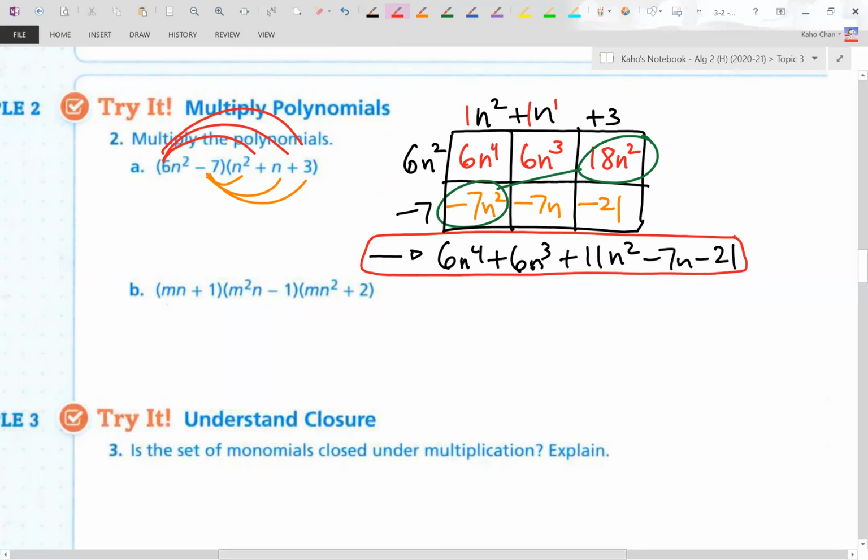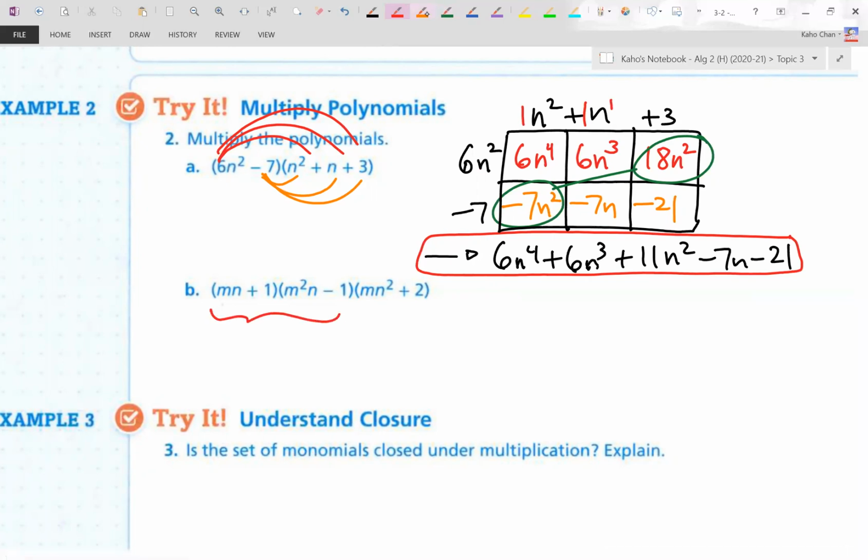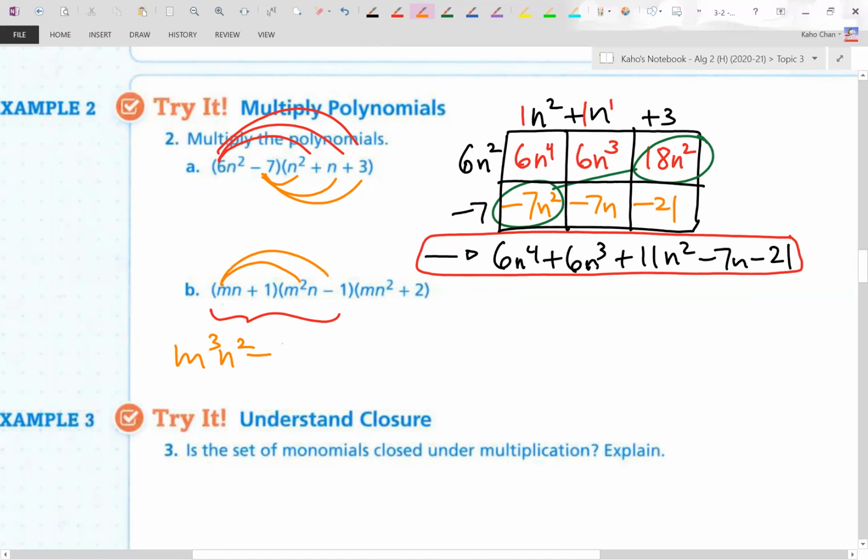Letter B, holy cow. We have a product of 3 binomials. Ooh, and this is kind of going to be messy. Multiply 2 at a time. I'm going to multiply these 2 first. Let's do that. I'm going to just use FOIL here. Mn times m squared n is m to the 3rd n squared. Okay. Let's do the outers next. Minus mn, inners are next, plus m squared n, and last one is -1.